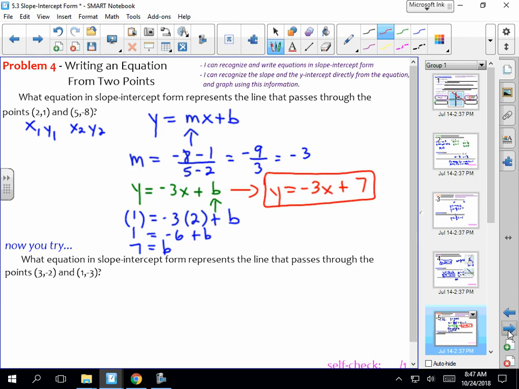I think you'll get to a point where you could probably calculate the slope all in your head. So half the work on here is calculating the slope. Then the other half is plugging in a point, which you may have to write down.